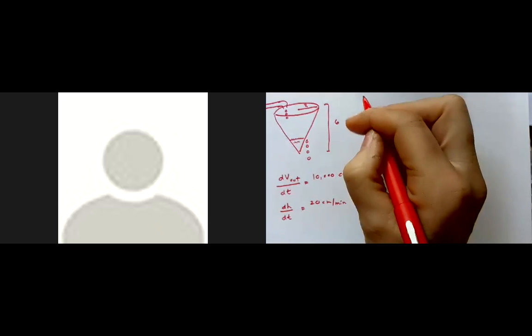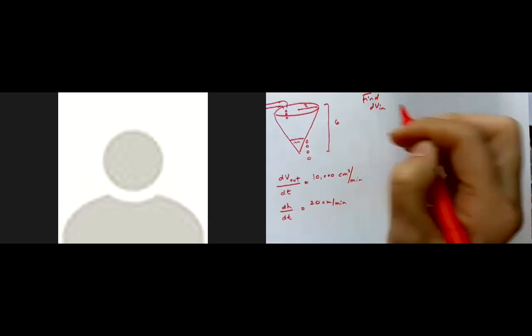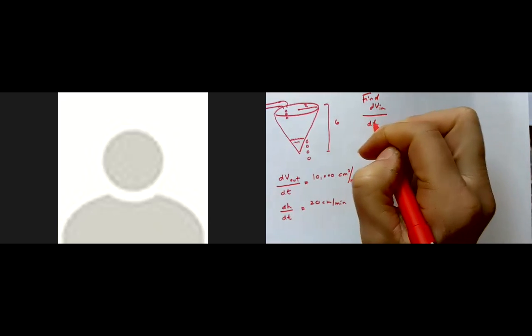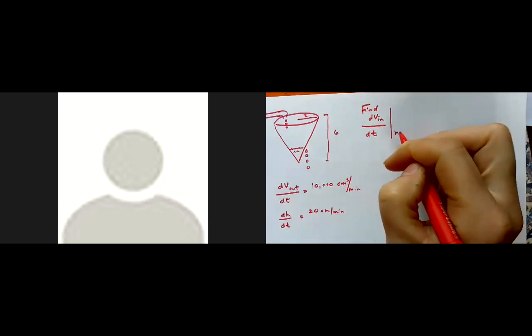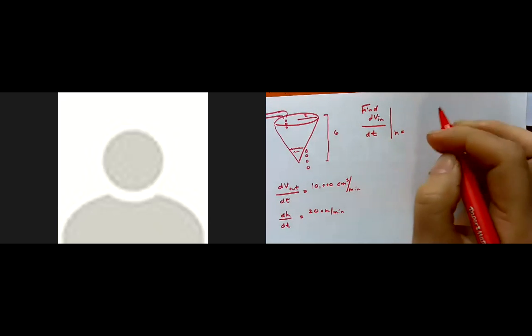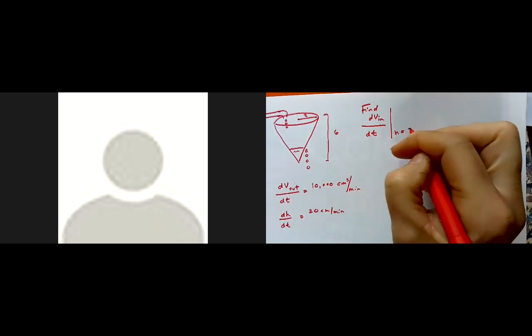So we are trying to find the rate of change of the volume coming in. That's important to realize. So I want to find dV in over dt, and I want to find it at the exact moment when the height is 2 meters, correct? Is that what they said? Yes, 2 meters.